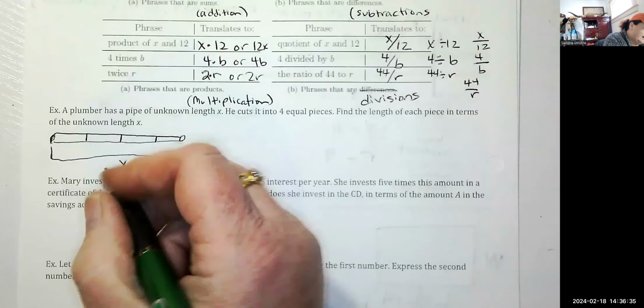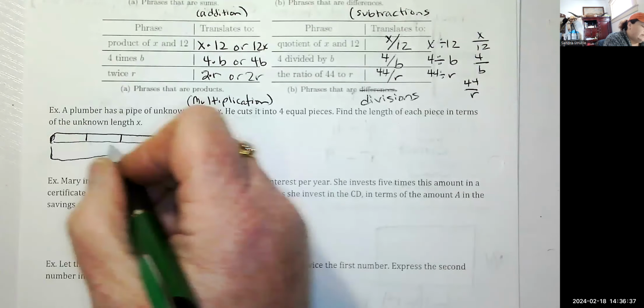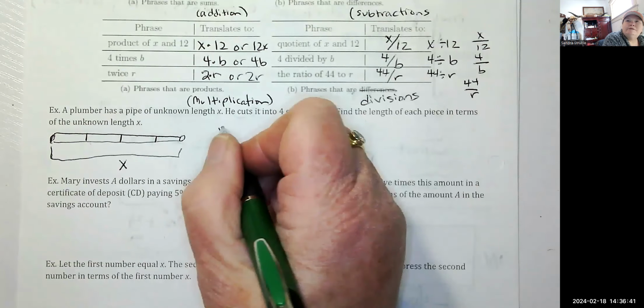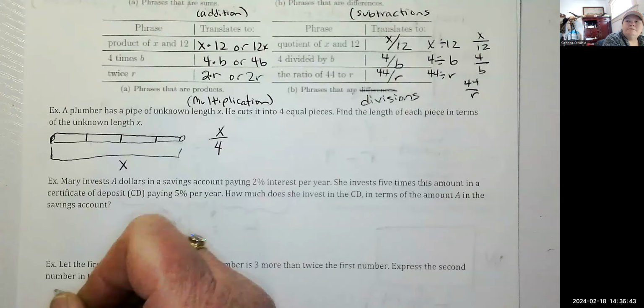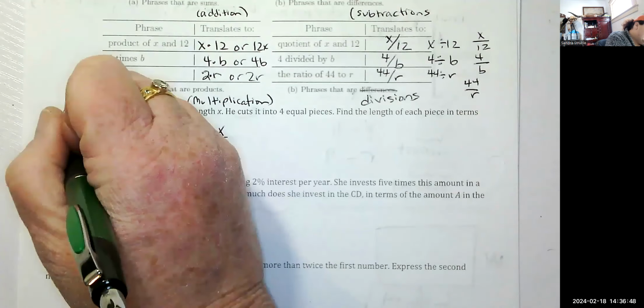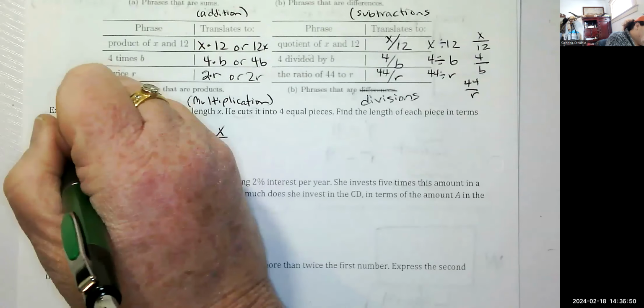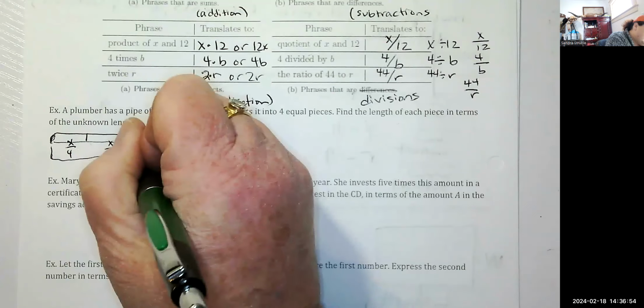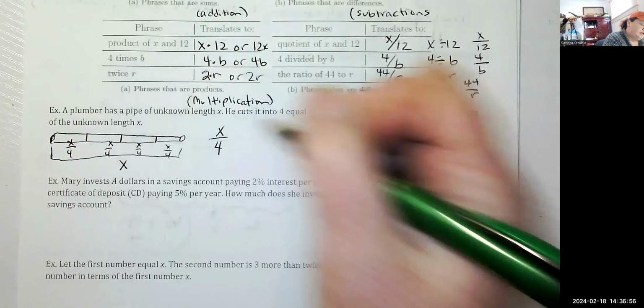Well, if this is x, then x is divided into how many pieces? X divided into 4 pieces. All right, so that's what this is. This is x divided by 4, x divided by 4, x divided by 4, and x divided by 4. Check this out.